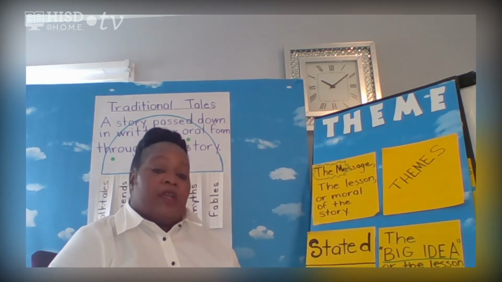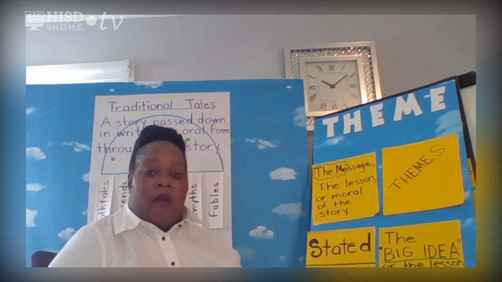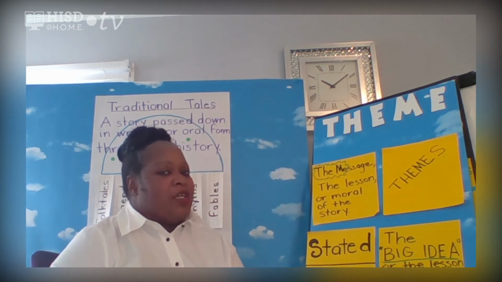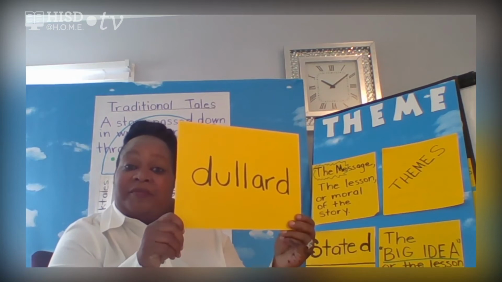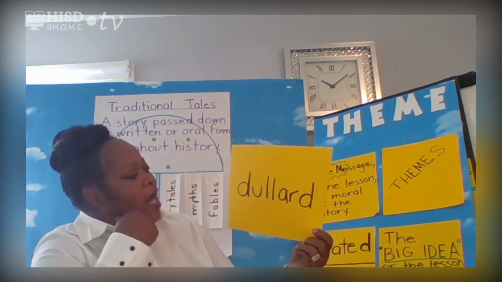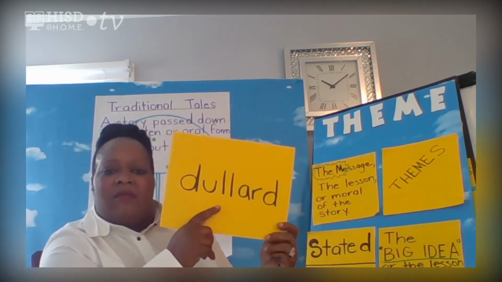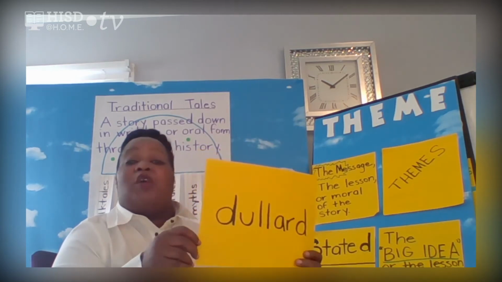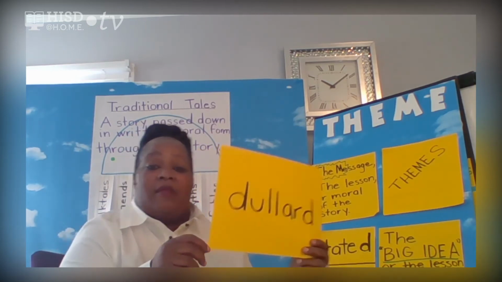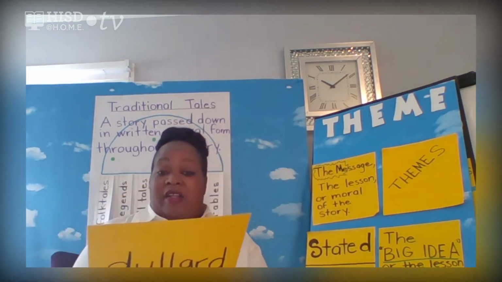Before I go into the story, I want to expose you to the academic vocabulary. I'm sorry, we've already discussed the academic vocabulary. Let's talk about the critical vocabulary. You'll see the word dullard. When I saw this word dullard, I was thinking to myself, I see dull. So what is dullard? A dullard is a person who is viewed as not being very smart.